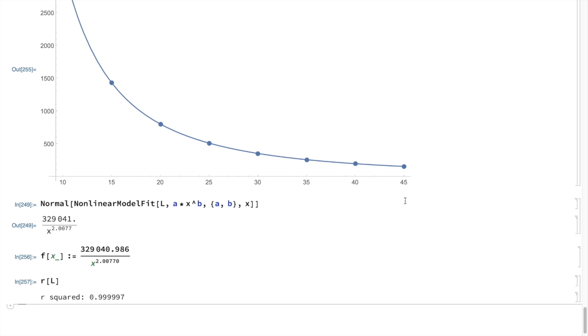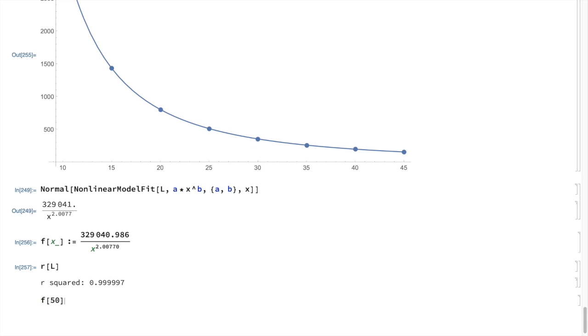Sketch the model to estimate the light intensity if the light source moves to 50 centimeters from the receiver. All right, so I would just do F of 50. So the answer is going to be 127.711. Pretty cool. And one nice thing about it is if I just keep punching in this value, I'm going to be approaching some type of asymptote here.